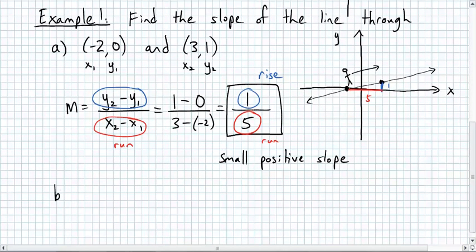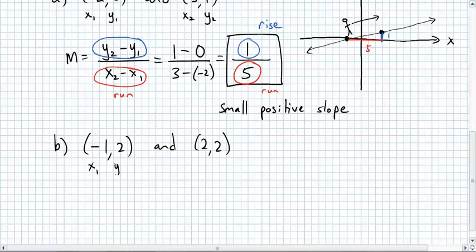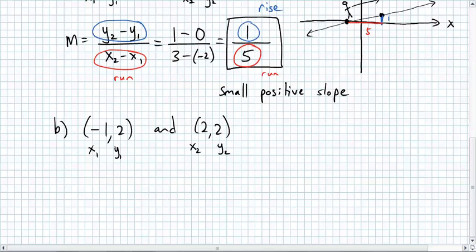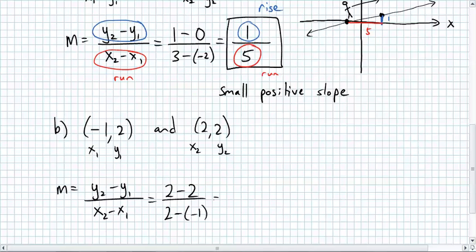Now what about through the points -1, 2, and 2, 2? Okay, let's call the first ones x1, y1, second one's x2, y2, and let's just find the equation, which is just saying what's the change of the y values compared to the change of the x values. So y goes from 2 to 2. It doesn't change at all. X goes from 2 to -1. So 2 minus 2 is 0. 2 minus -1 is 3. So we have 0 divided by 3.